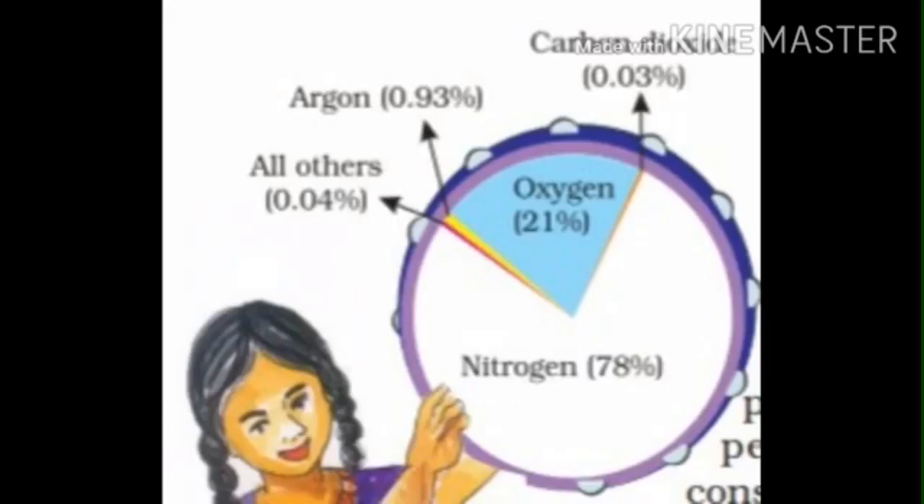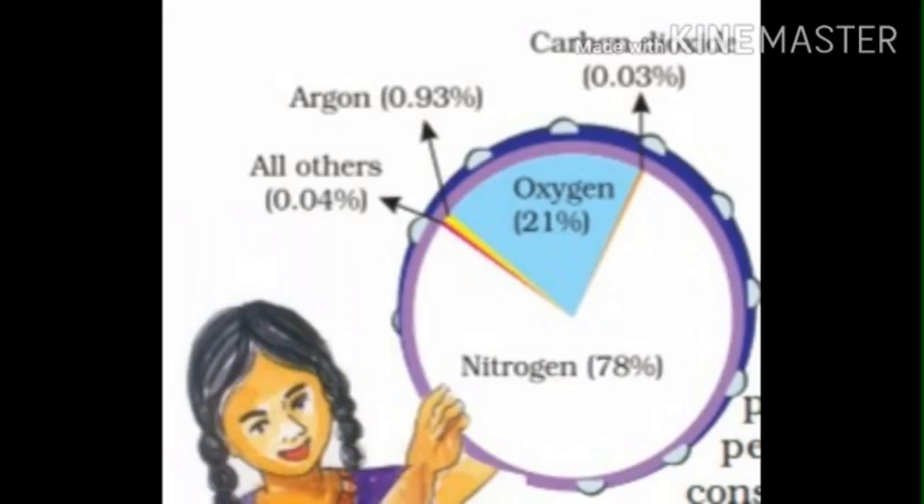Okay children, next one is carbon dioxide. Carbon dioxide is also another important gas. It is the heaviest gas of the atmosphere, and a highly variable gas, because its concentration always varies with the level of pollution. Do you understand, children? Based on the level of pollution, the concentration always varies.